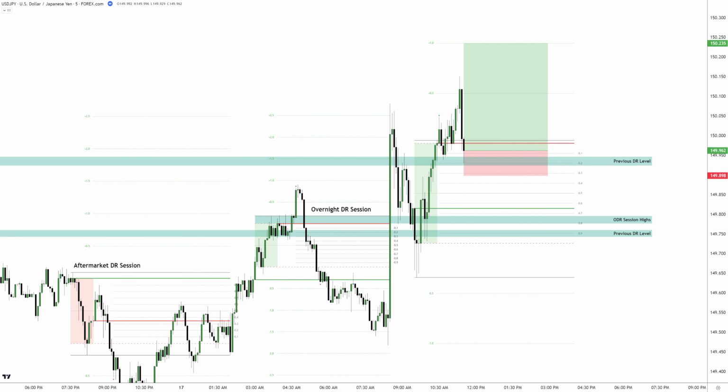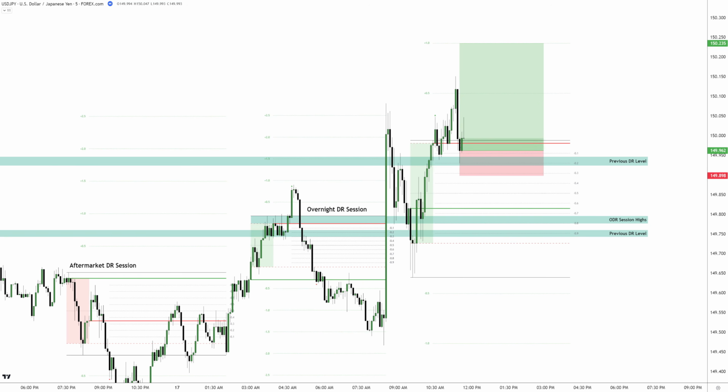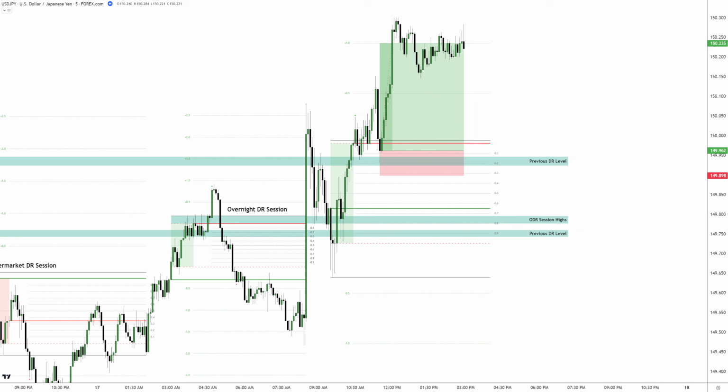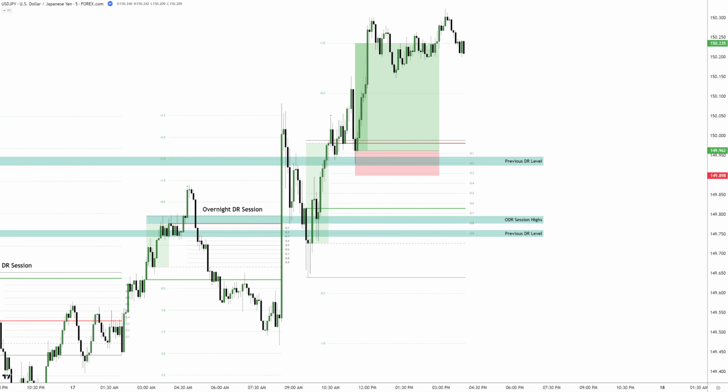This is your first bullet for the session. If this one fails, you already know where to take another shot deeper in the range. Price quickly finds its way back above the DR and reaches the target of 1 SD and continues even higher. This was a great trade opportunity that once again showcased the importance of having multiple confluences stacked in your favor. Sometimes keeping it simple is the key.